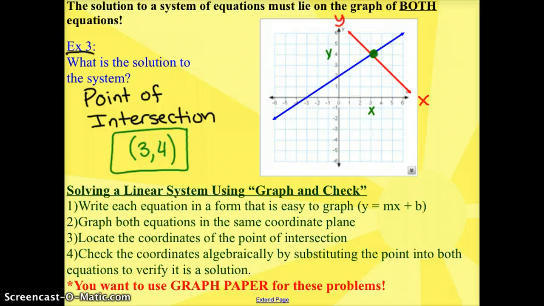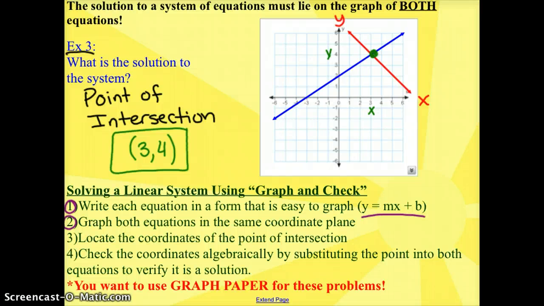Now let's try it from a different perspective. Let's try graphing both equations on our own and finding that solution. So there are some steps. First step is we need to write each equation in the form that's easy to graph, which we know as slope intercept form.